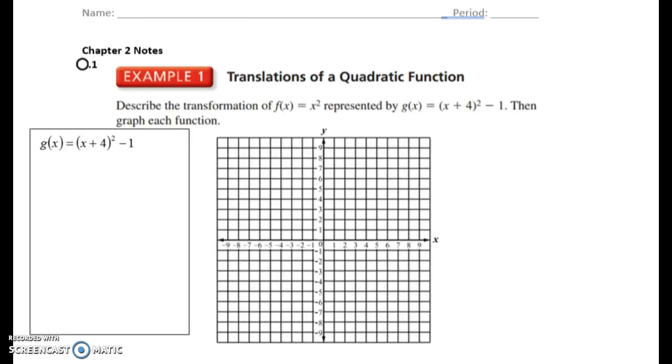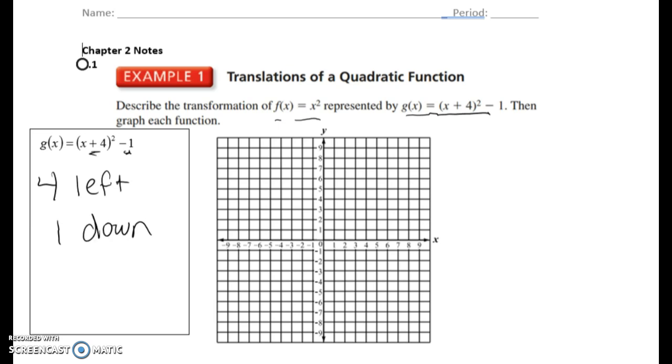For example 1, we want to describe the transformations of the parent function and the new function and then graph each. So notice we have a 4 and a -1 in here. Describe what the 4 and the 1 do. The 4, because it's inside the parentheses, will move it left. The 1 added to the end or subtracted to the end will move it 1 unit down.